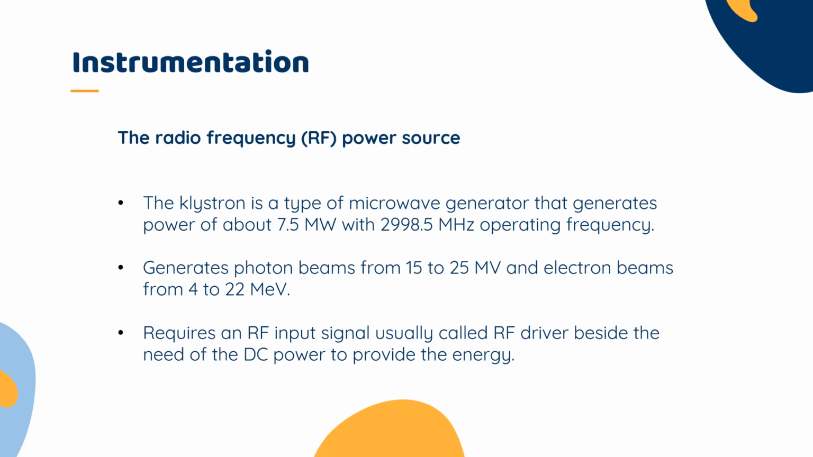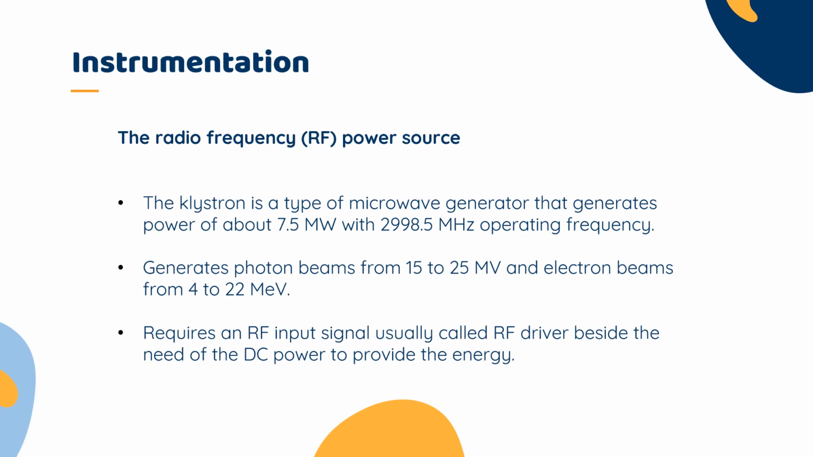Now for the klystron. The klystron is a type of microwave generator that generates power of about 7.5 megawatt with 2998.5 megahertz operating frequency. Also generates photon beams from 15 to 25 megavolt and electron beams from 4 to 22 million volt. Since the klystron works as an amplifier, it requires an RF input signal, usually called RF driver, beside the need of the DC power to provide the energy and amplifies the low RF power.